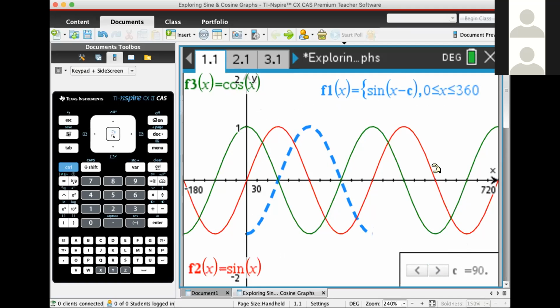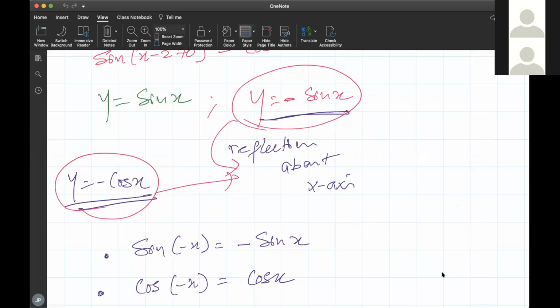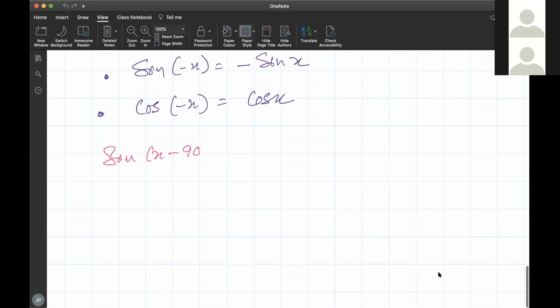Blue graph is sine with c equal to 90. The green graph, remember, it's a reflection, I said, about the x-axis. Okay? What does that mean? It means that when c is equal to 90, so let's put that down. Also, what we observed is that when c is equal to 90, sine of x minus 90 is the same thing as negative cosine of x. The negative meaning it's a reflected cosine graph.